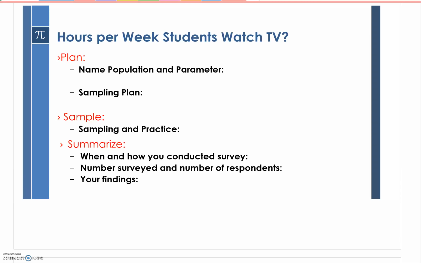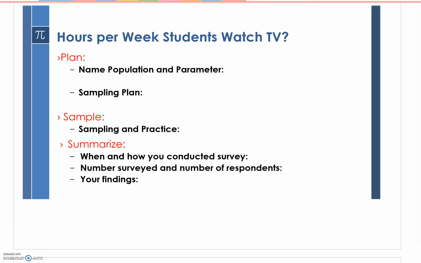So here are the steps, and I have these outlined for you already on your sheet if you look down below the example. In our hours per week that students watch TV, our planning portion will include naming the population and the parameter, and then our actual game plan. That's our sampling plan. Then we're going to go out and do the sampling. And finally, we're going to summarize it. Your summary should always include when and how you conducted the survey, the number surveyed and the number of respondents, and our actual findings. So that's the statistic, the average number of hours students watch TV in this case.